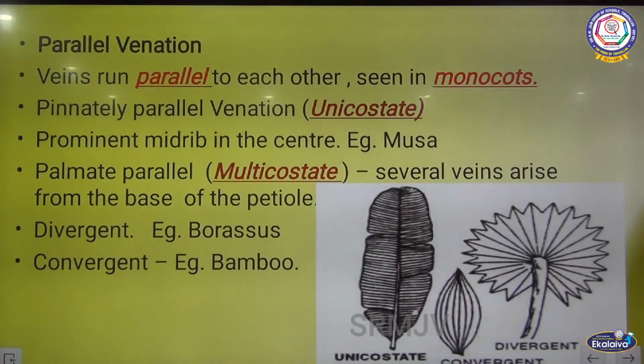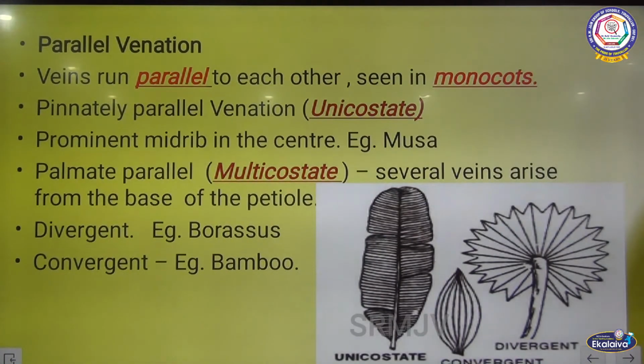And in parallel venation, the veins run parallel to each other, and it is a characteristic feature seen in monocots. If it has only one prominent midrib, you call it unicostate. Only one prominent midrib in the center, example Musa. And in palmate, you will find multicostate, where several veins arise from the base of the petiole. In this you have two different forms, divergent and convergent.